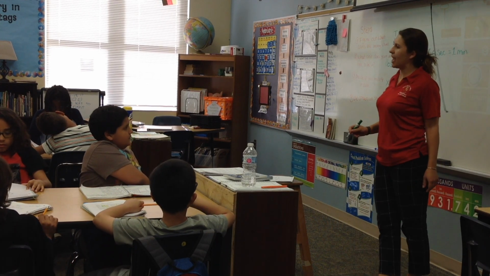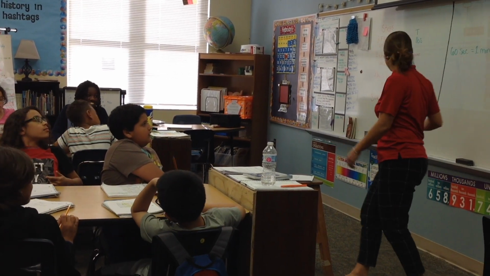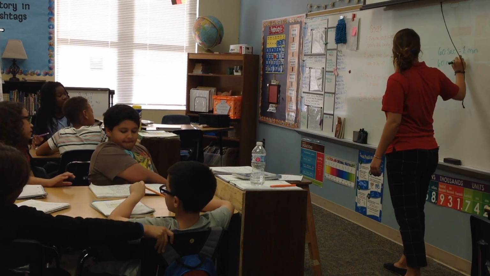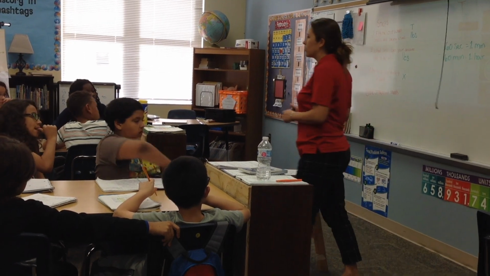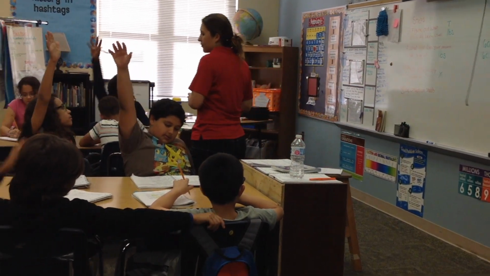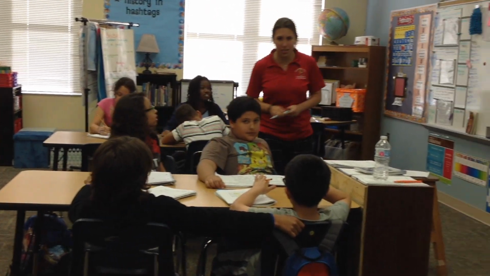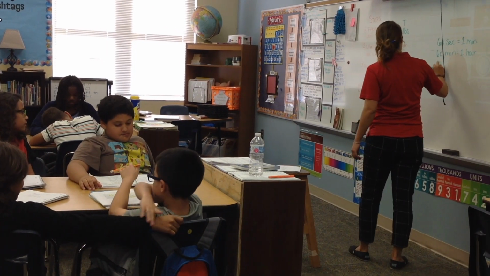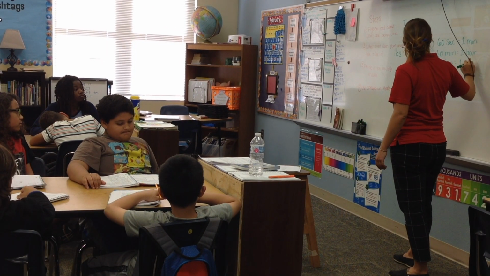How many minutes in an hour? 24. No. 60. Very good. 60 minutes equals 1 hour. From hours, where do we go? Raise your hand, please. From hours, where do we go? Days. How many hours are in a day, Christian? 24. 24 hours equals 1 day.